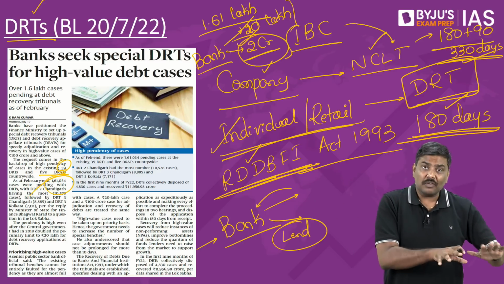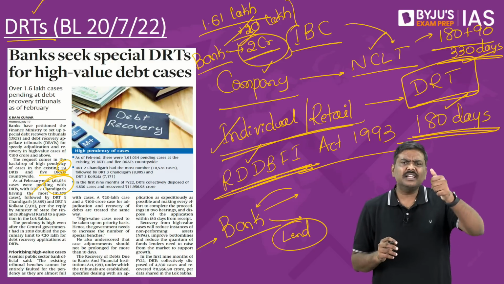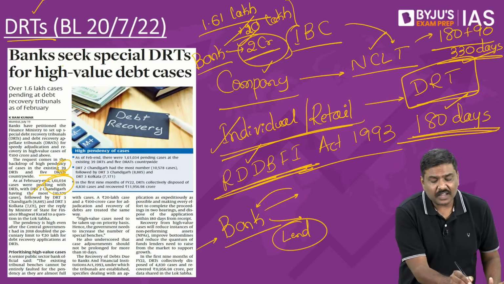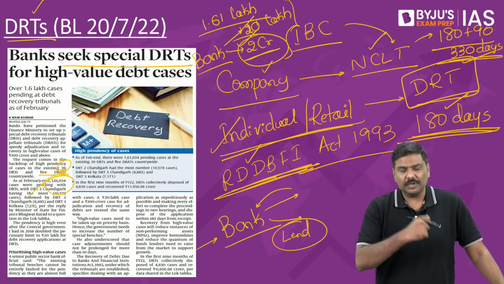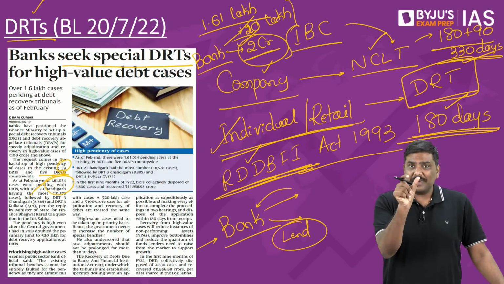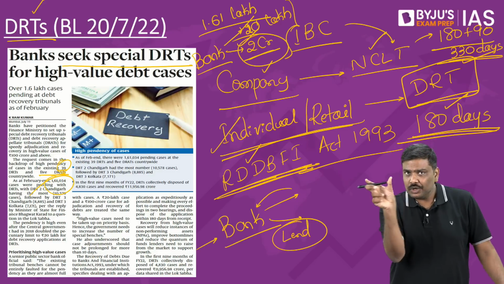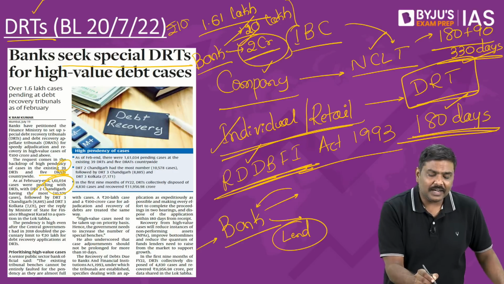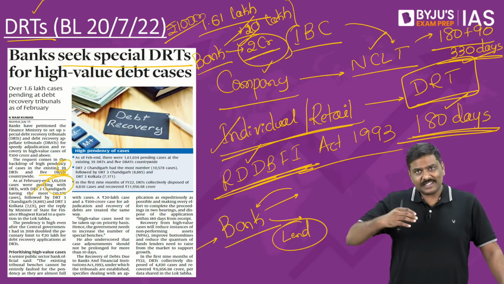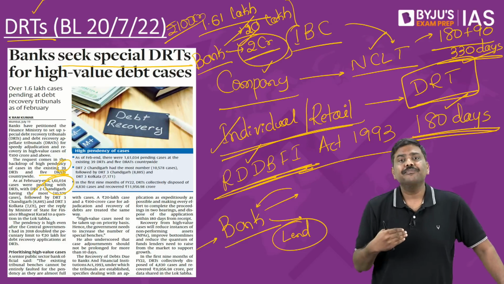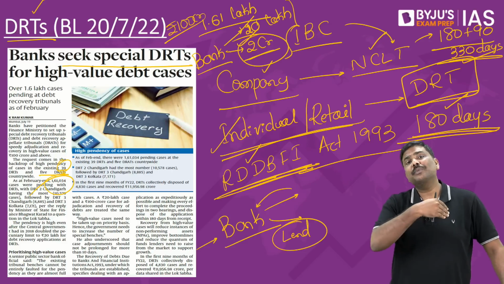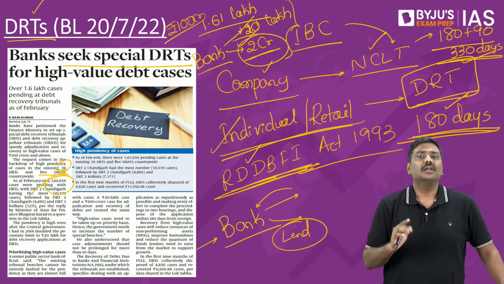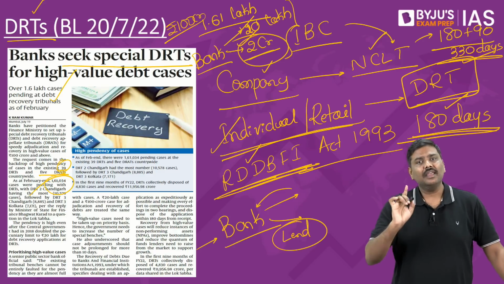So the argument provided in the article is very simple. The number of cases which are pending at DRTs are very high. Hence, the banking sector are asking for special debt recovery tribunals. And special because, please understand this, there are high value loans, that is loans of 100 crore rupees or more. These kind of loans should be taken on war footing, and these particular loan accounts should be resolved much sooner so that it will provide relief to the banking sector. That is the point the article is actually making here.